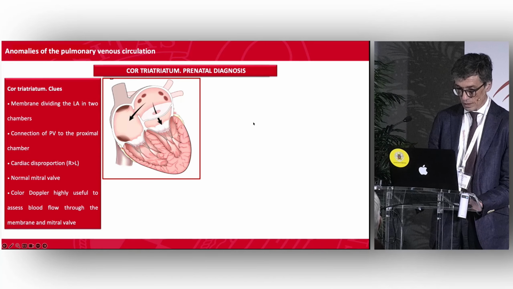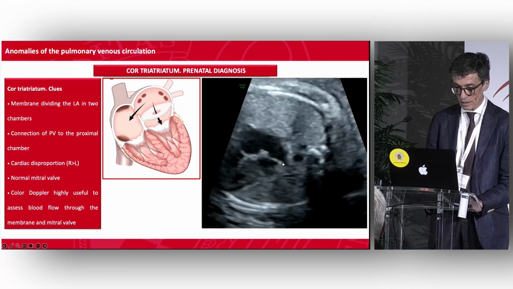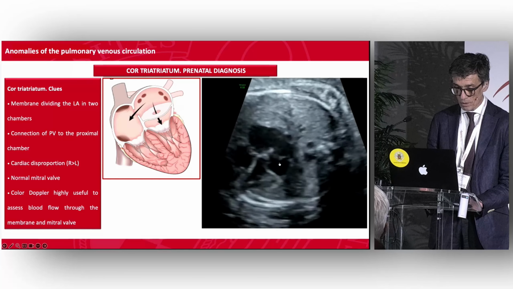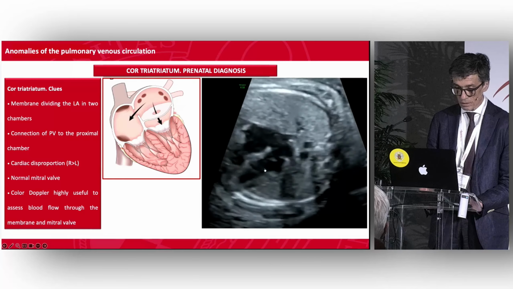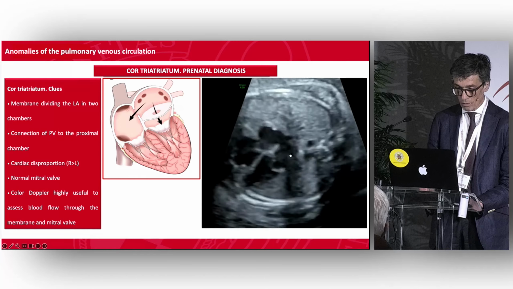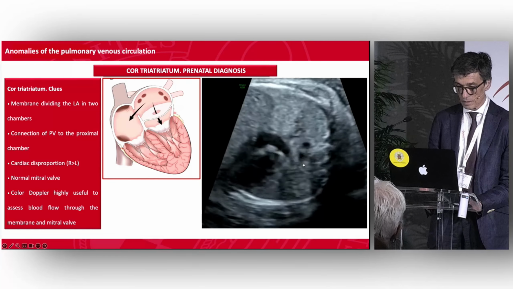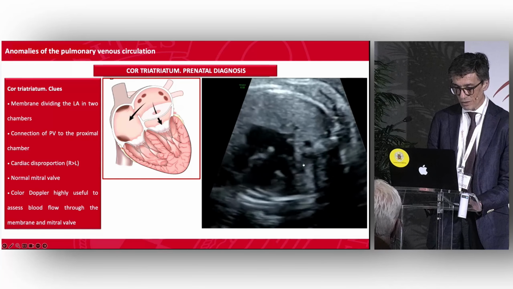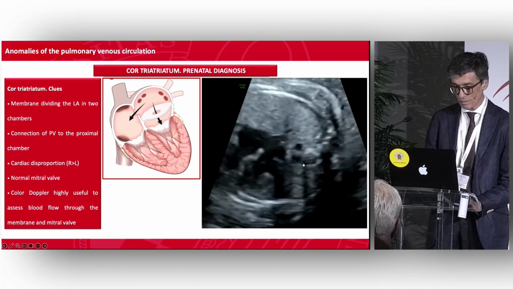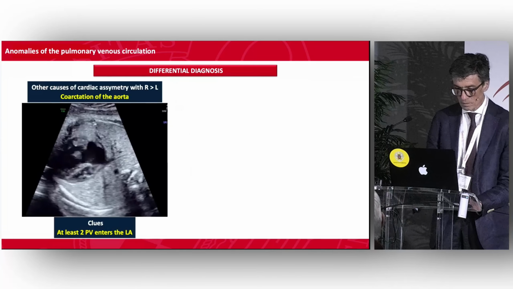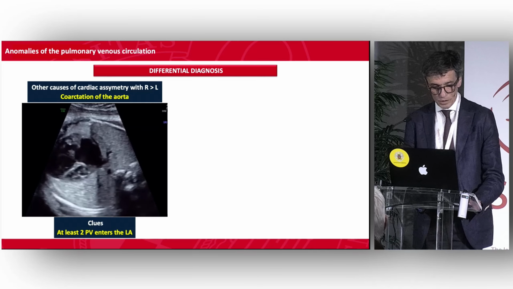This can also be diagnosed prenatally. Here you can see an example of how the left atrium is divided in two chambers. This is the distal one connected with the mitral valve, and the proximal one receiving the pulmonary veins. Okay? This is a very uncommon condition, cor triatriatum, but at least you know that this condition exists. I'm just finishing my presentation.